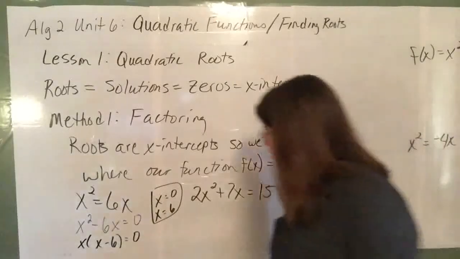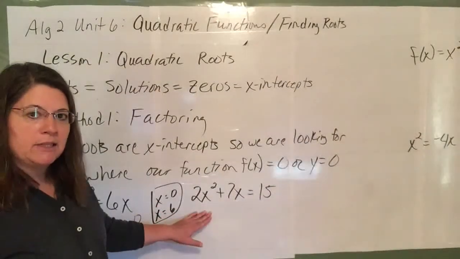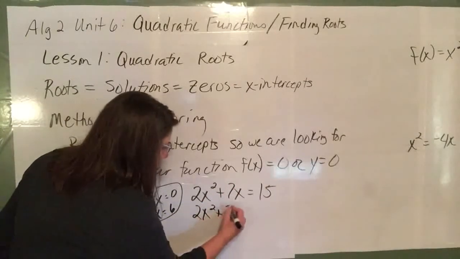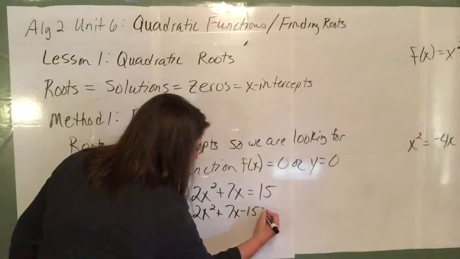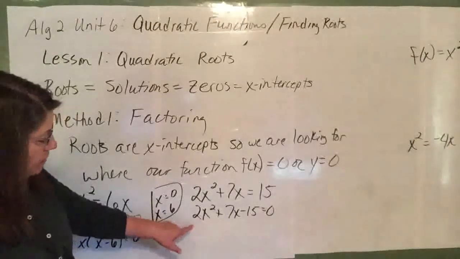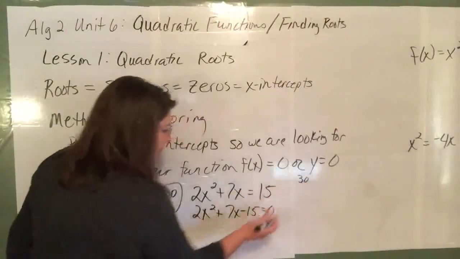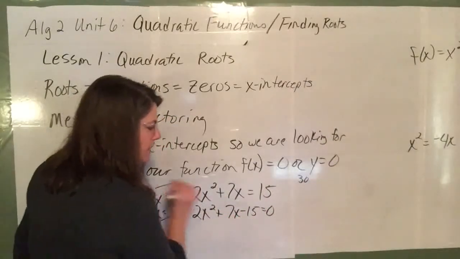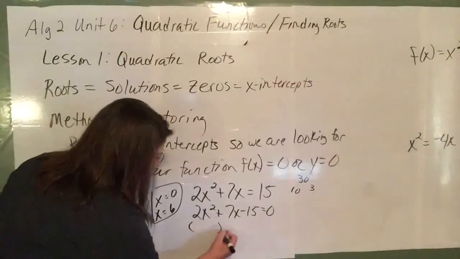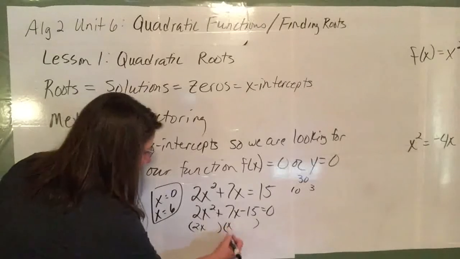For the next one, we've got 2x squared plus 7x equals 15. The first thing I have to do is get the 15 on the other side. I have to get the equation equal to 0. And then we've already learned how to factor functions like this. We multiply 2 times 15 is 30. We're looking for factors of 30 that subtract to give you 7. That would be 10 and 3. So I need to make a 10 and 3 with my inside and my outside term. So I'm going to use 2x and x.